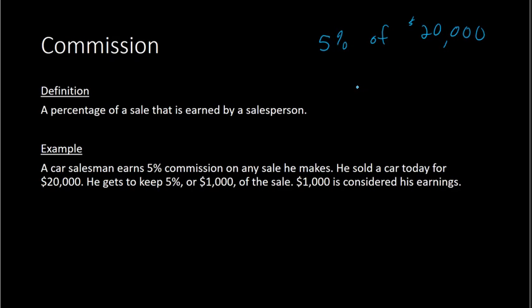So if you do 0.05 times 20,000, you're going to get 1,000. All right, so he gets to keep $1,000 of the sale. So his commission that he earned is $1,000. So his earnings would be considered the $1,000. All right, so that's how commission works. So commission is basically a percentage of a sale.